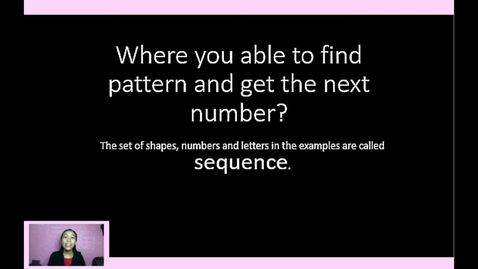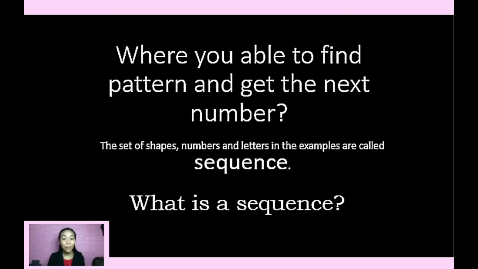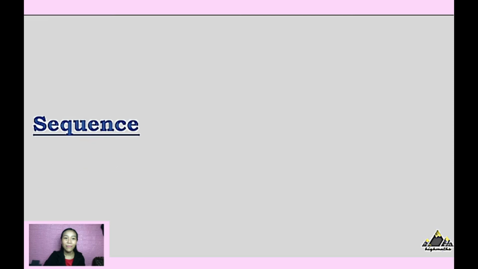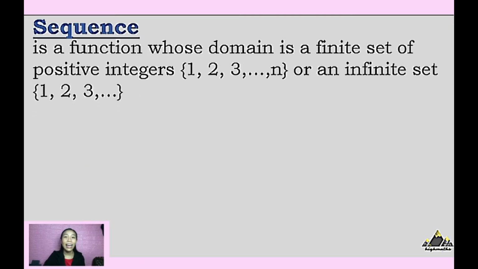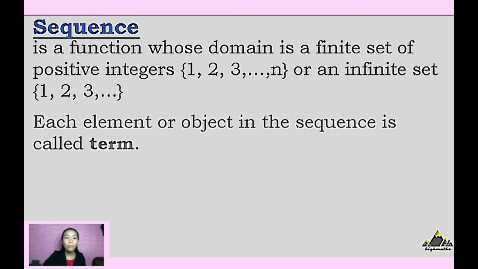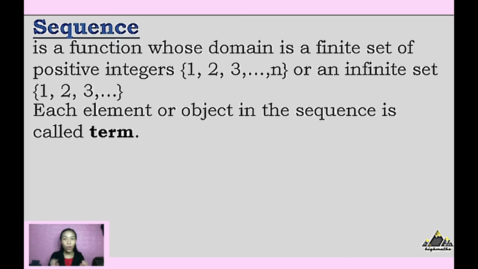The shapes, numbers, and letters in the examples are called a sequence. What is a sequence? Let us define sequence as a function whose domain is a finite set of positive integers, say 1, 2, 3 up to n, where n is a positive integer. Or it could be an infinite set, 1, 2, 3, and so on. Each element or object in the sequence is called a term.